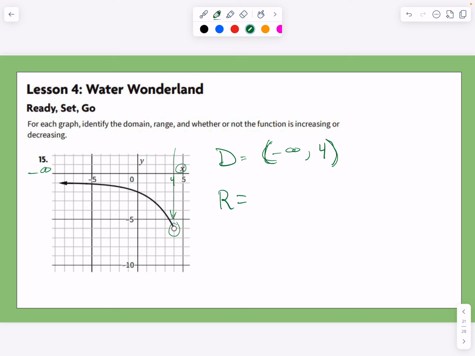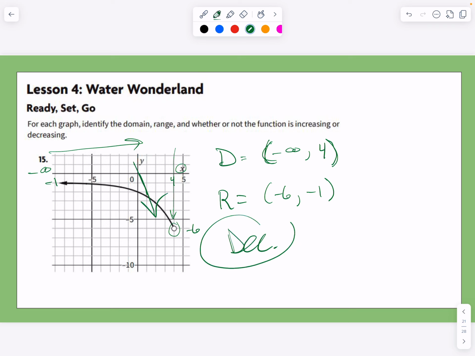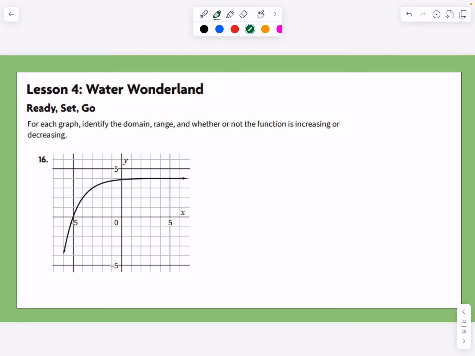For our range, we can see that we're right here at about a -1, but maybe not quite touching, all the way down to a -6. So our range is going to be -6 to -1. And again, because we read things in this direction, left to right, we can see that this is a decreasing equation there. I'll let you do number 16 on your own, same kind of idea.